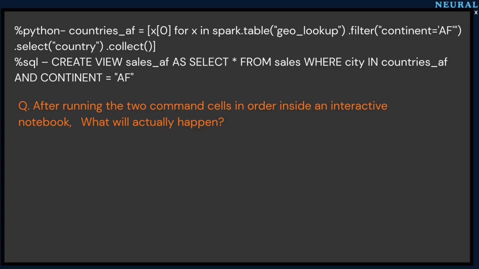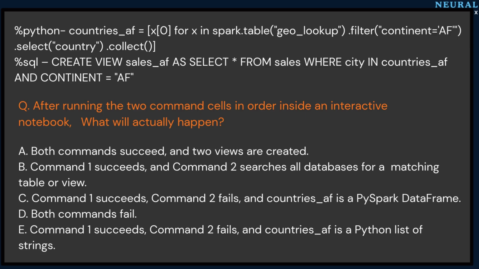Let's look at the options. Option A, both commands succeed and 2 views are created. Option B, command 1 succeeds and command 2 searches all databases for a matching table or view. Option C, command 1 succeeds, command 2 fails, and countries_AF is a PySpark data frame. Option D, both commands fail. Option E, command 1 succeeds, command 2 fails, and countries_AF is a Python list of strings.